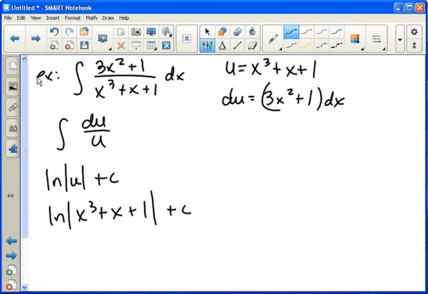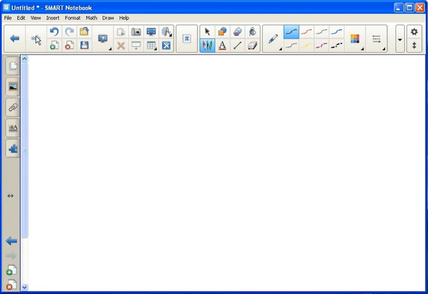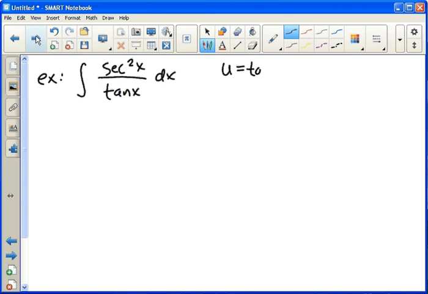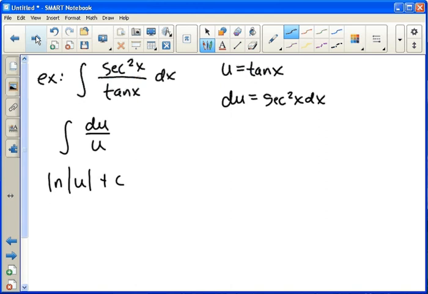Alright, next let's look at one with trig in it. Let's do the integral of secant squared over tangent x. We choose u as the denominator. Du, the derivative of tangent, is secant squared. And you can see that's a perfect match, so we get du over u. The rule for that is the natural log of the absolute value of u plus c. So we get the natural log of the absolute value of tangent of x plus c.